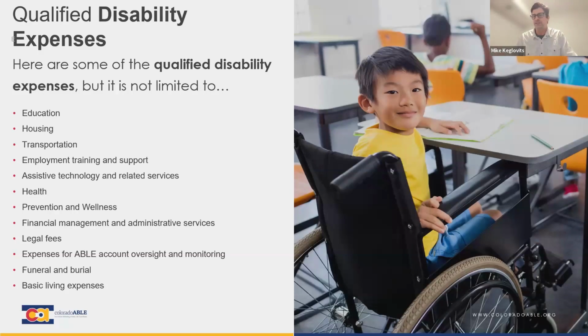So for a qualified disability expense, if the individual who owns the ABLE account is benefiting, it's probably going to count as a qualified disability expense.